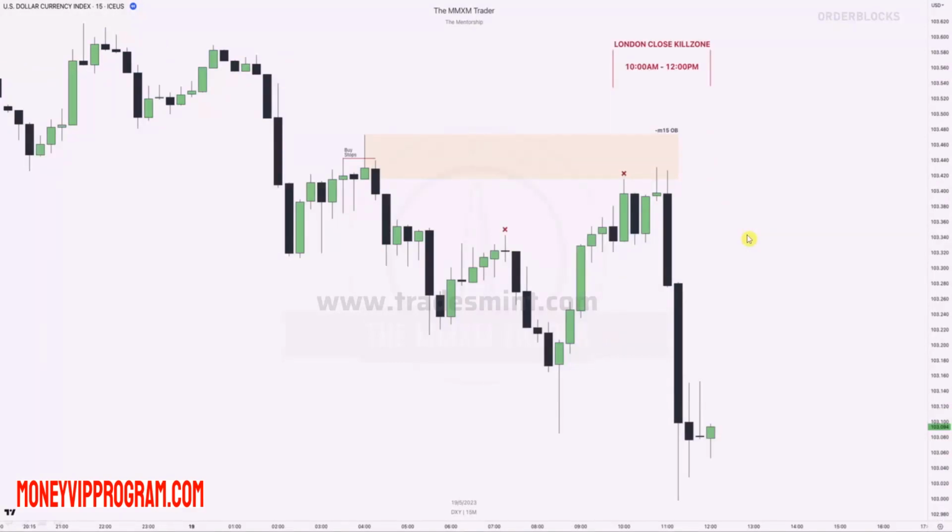Now, important: time is more important than price, right? You want to be in a specific kill zone for your high probability order blocks to function correctly. So London kill zone, New York kill zone, even London close kill zone are perfect times to engage in the market. And we can see over here with London close, we raid this buy stops and then continue down lower.